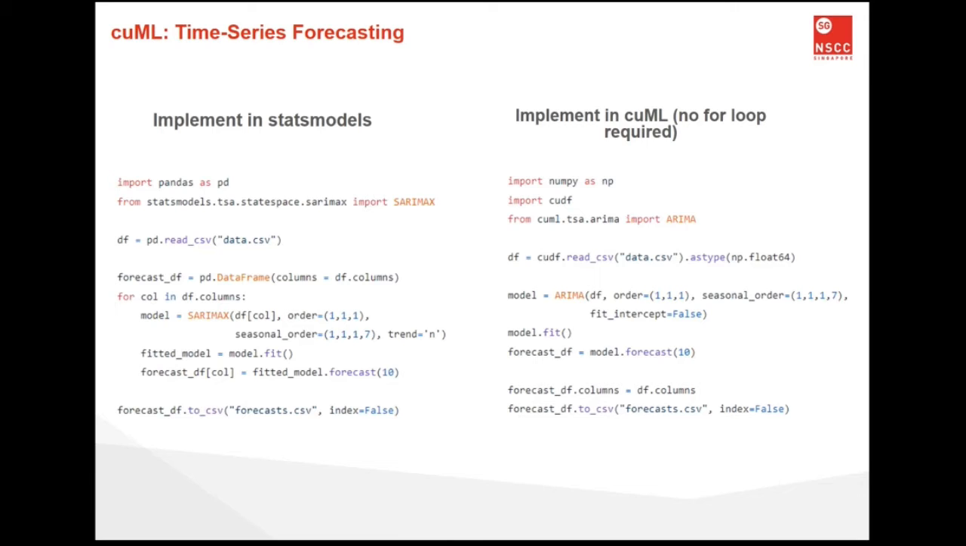We first start with statsmodels. We have a CSV file that contains the names of the variables on the first row, and on the following rows, a sequence of observations. We want to output forecasts in the same format, computed with an ARIMA model. SARIMAX takes only a single series, so we need to use a for loop. When we use cuML, we can simply pass the full dataset to the ARIMA model without using a for loop.